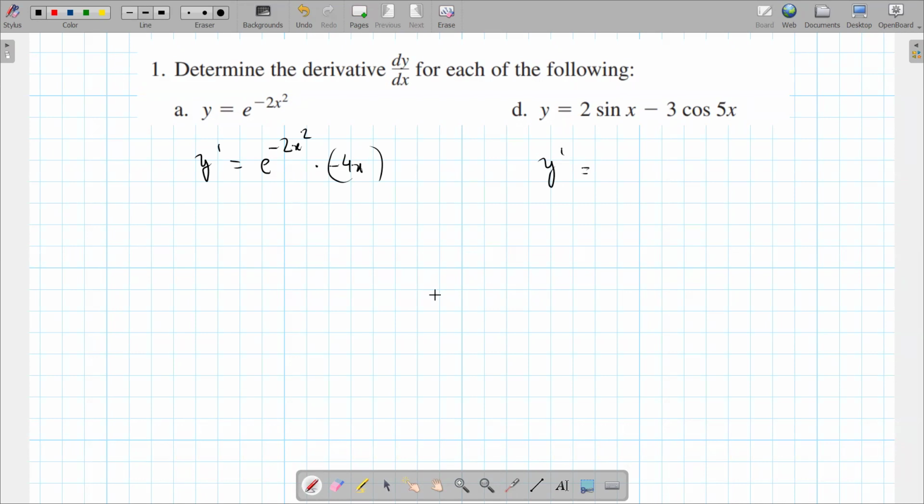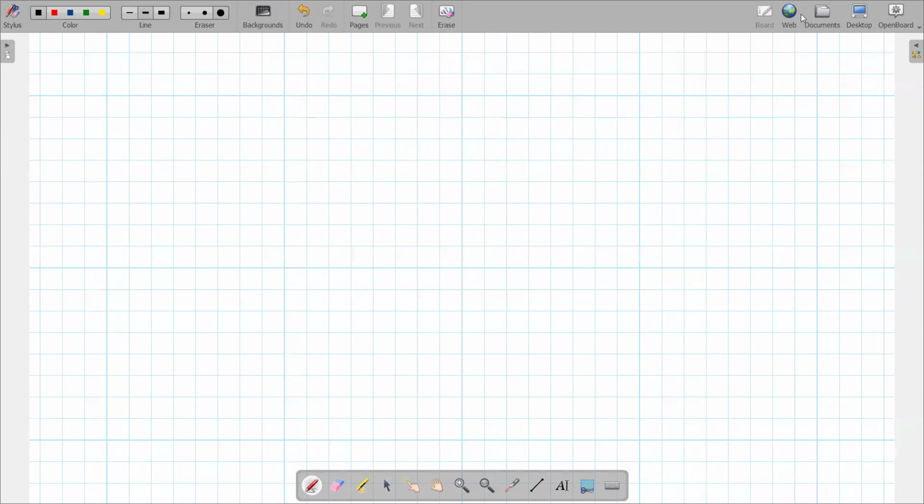You get 2 cosine of x minus 3 negative sine of 5x, and that can just turn into a positive. Anything else? And then you multiply by 5. So you can pair the 5 with the 3, and you're done.